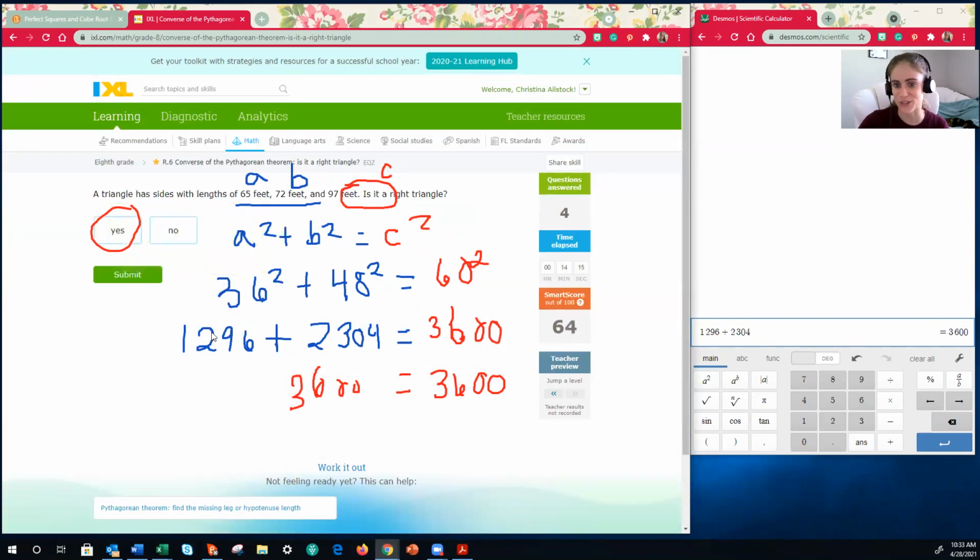All right, so there you go, guys. Just the main thing to remember is that your hypotenuse is the longest leg. Sorry, not the longest leg. It is the longest side. And then the two shorter ones are your legs. So the hypotenuse is the longest.